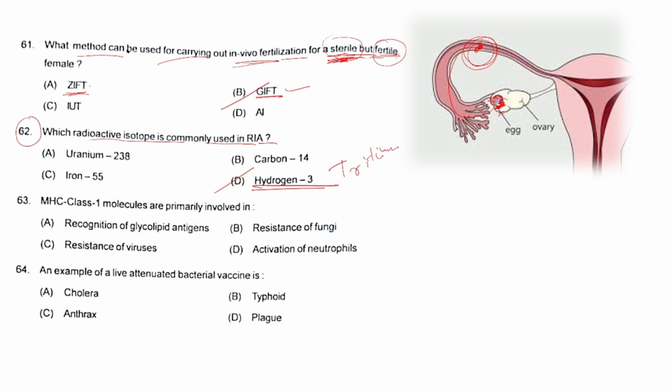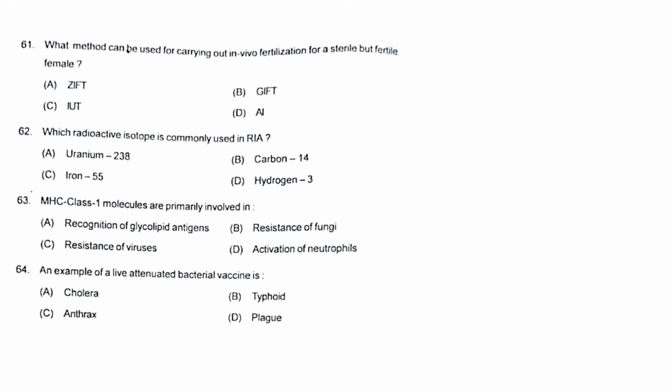As you know, we have 3 isotopes of hydrogen: protium, deuterium and tritium. So hydrogen 3, that is tritium, is often used for RIA. Other commonly used isotopes also include iodine 125. We also use iodine 125 for this RIA. Okay, next question, number 63.